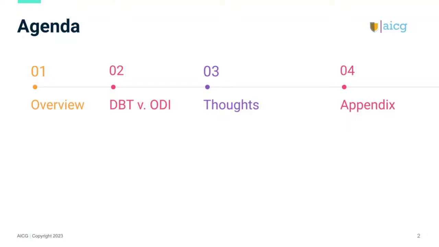We're going to do a quick overview. We're then going to do a high level of DBT versus ODI, and then just end with some thoughts on how an organization that might not have ever heard of DBT could engage, and how it's going to empower them and potentially make their lives easier in some situations and certain scenarios.